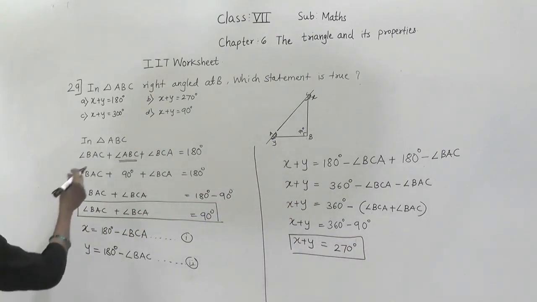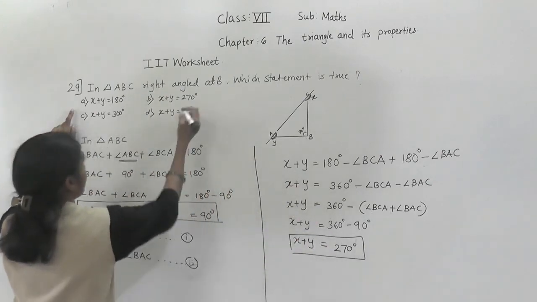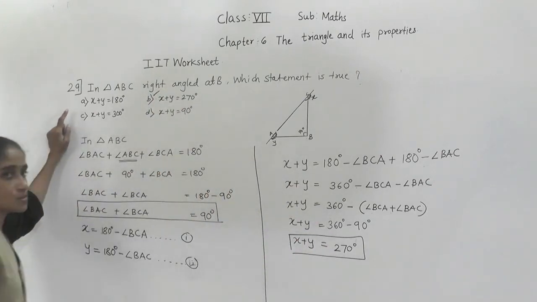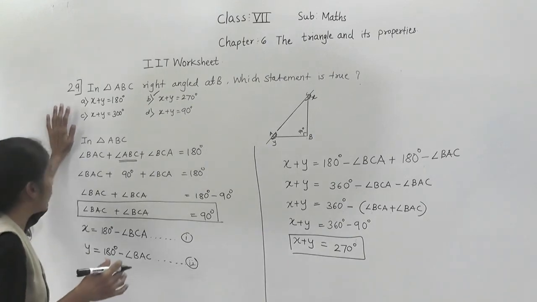So which statement is true? X plus y is equal to 270 degree. So this statement is true. See, this is a different question. Let's learn again one more time.